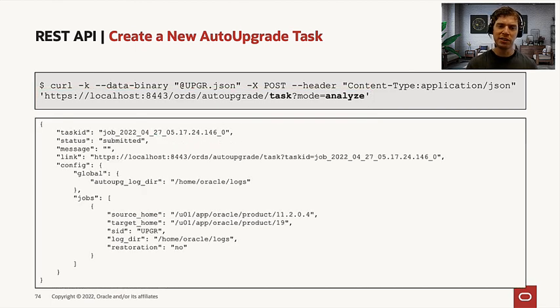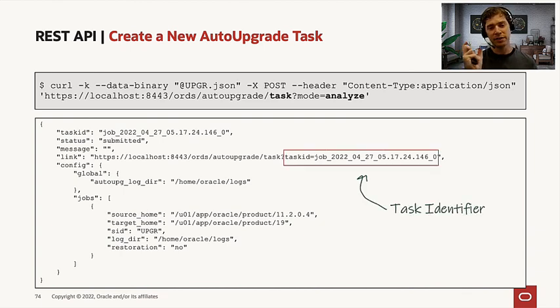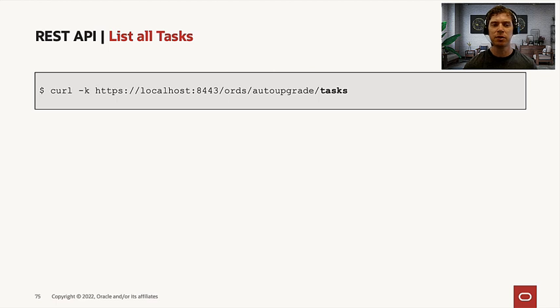So the output is like this. And we can see that in this output, we have the task ID. This is like a PK for this task, which we will use in all the other endpoints to get the status or to get the progress and also the log files of a given task. So we note down this number.